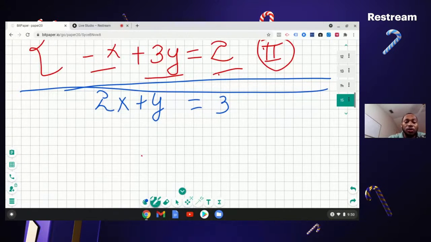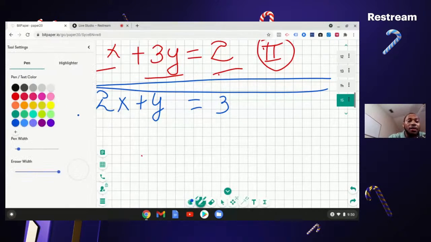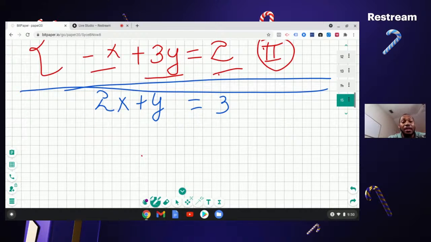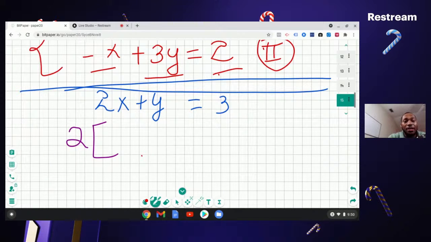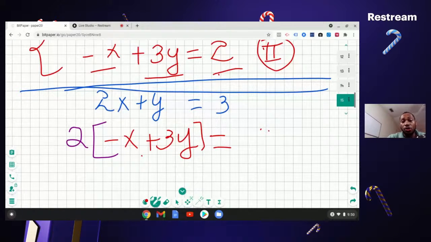So here's what you have to be careful with. When you multiply the equation by 2, everything needs to be multiplied by 2. So let me make sure I put the 2 here on the outside. Technically, it's not the best way to do it, but I want to show the work so that you understand where things are coming from.